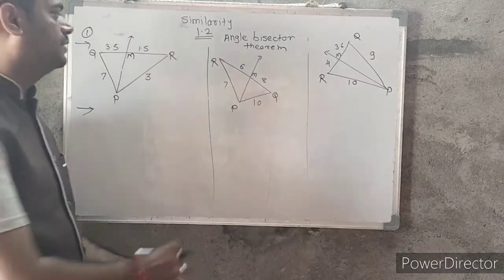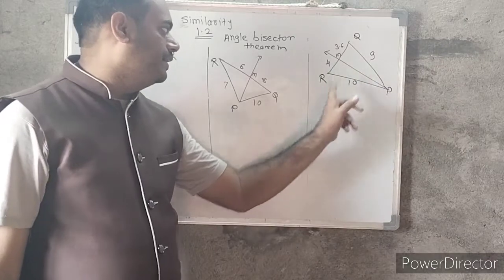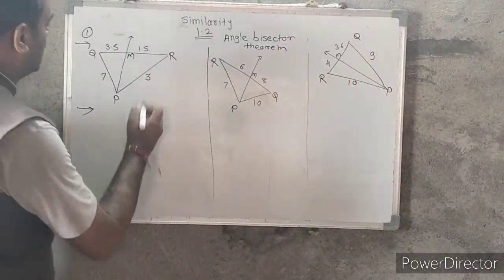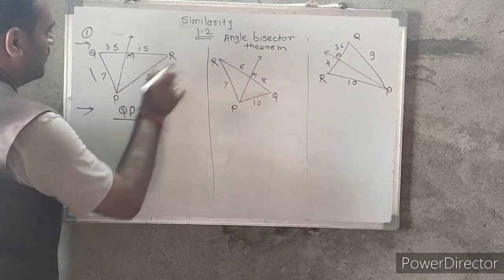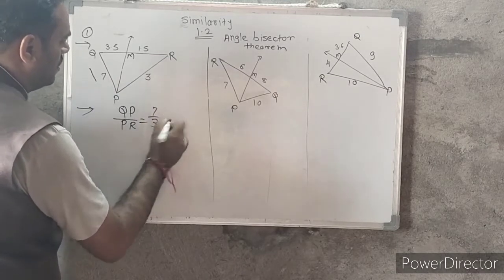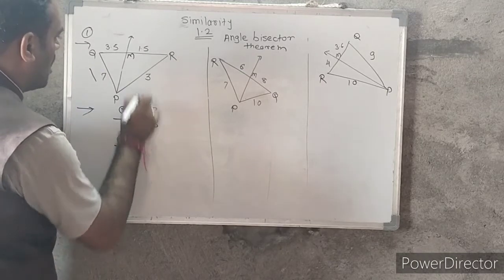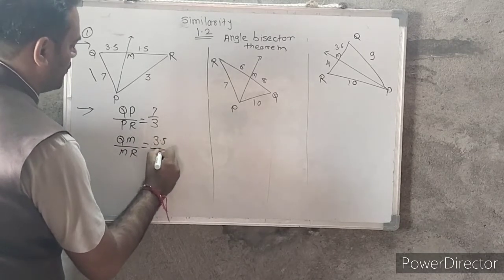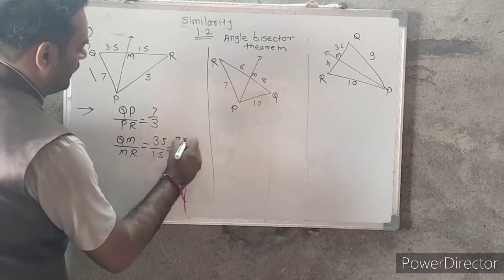Here also, check whether PM is a bisector of RPQ. How to check? Firstly, you have to take the ratio. That means QP, this side, upon PR is nothing but what? 7 upon 3. Okay. Now take this ratio, QM upon MR. So it will be 3.5 upon 1.5. So that is 7 upon... so it will be 35 upon 15.